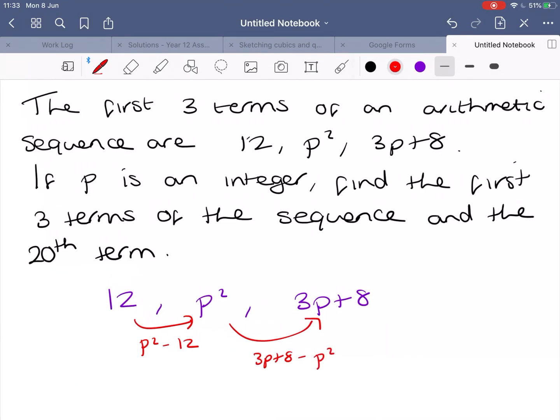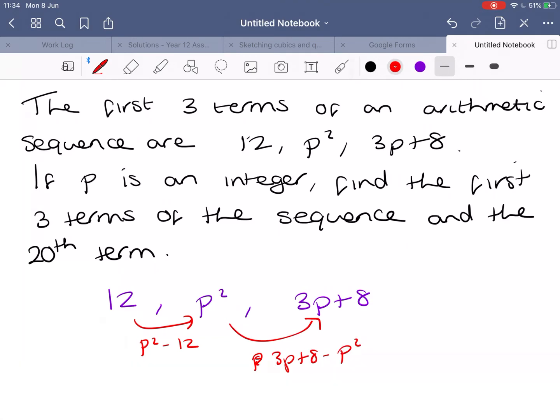If that had been something like, I'll do a hypothetical here, p squared minus 2, be careful when you're taking it away, you're taking away all of it. So be careful with this double negative here, okay? That's not the case in this question, but sometimes that is the case, and that's where people can make mistakes. So I've ended up with 3p plus 8 take away p squared.